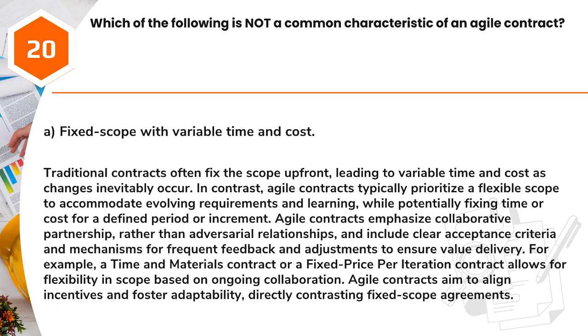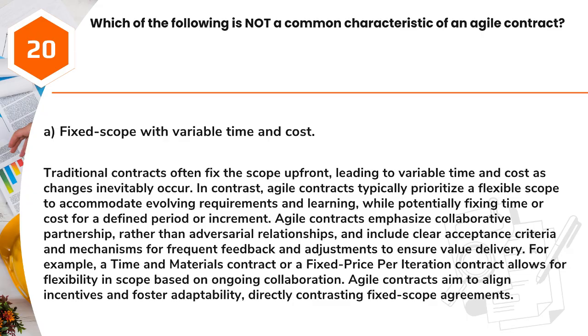Answer: A. Fixed scope with variable time and cost. Traditional contracts often fix the scope upfront, leading to variable time and cost as changes inevitably occur. In contrast, Agile contracts typically prioritize a flexible scope to accommodate evolving requirements and learning, while potentially fixing time or cost for a defined period or increment.